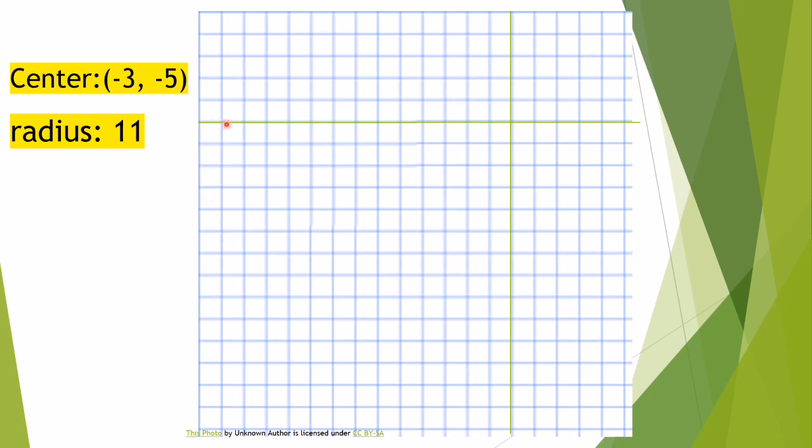Dito, ito ang ating x-axis at ito ang ating y-axis. At ang kanilang intersection ay ito. Meaning to say that is the point of origin. Dito tayo mag-uumpisa para malocate natin ang center. So, ang x is negative 3. Going to the left tayo kung negative. So, 1, 2, 3. Andito.